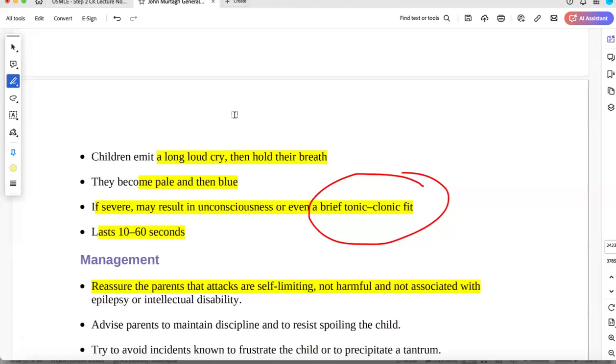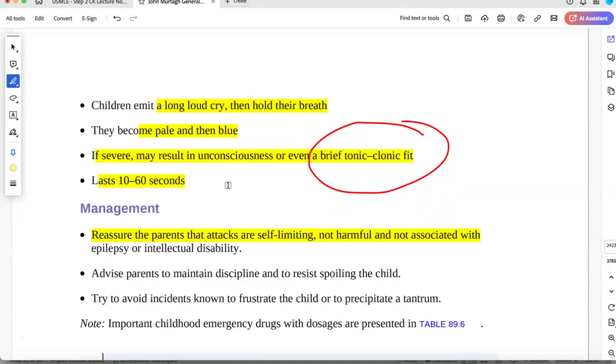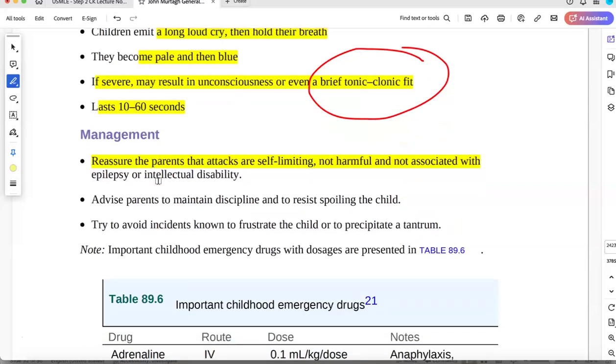When they hold their breath, they no longer get oxygen, so they start to get pale and blue. If it continues for a good amount of time, because the brain is not getting enough blood and oxygen, they lose consciousness and start to have a fit or convulsion. The convulsion will be less than 60 seconds. It will never be more than a minute. And it will not be associated with classic epilepsy features like biting the tongue or incontinence of urine or stool. That is what we call a breath holding attack.